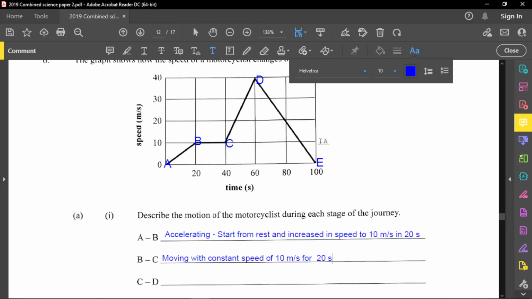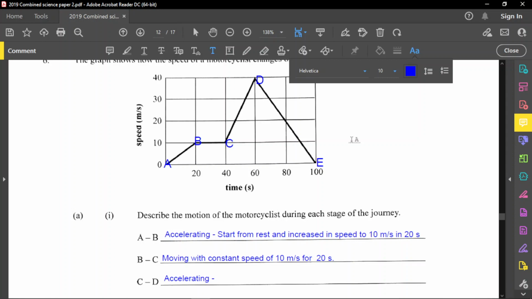For 20 seconds. All right, so that's what is happening at part B to C. Part C to D now. C to D is another increase in speed again, so that's another acceleration. So again, it is also accelerating here, as well.